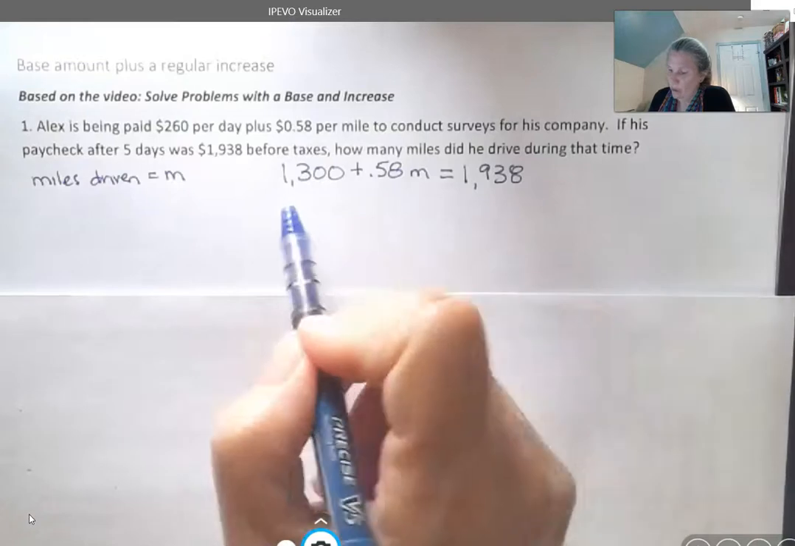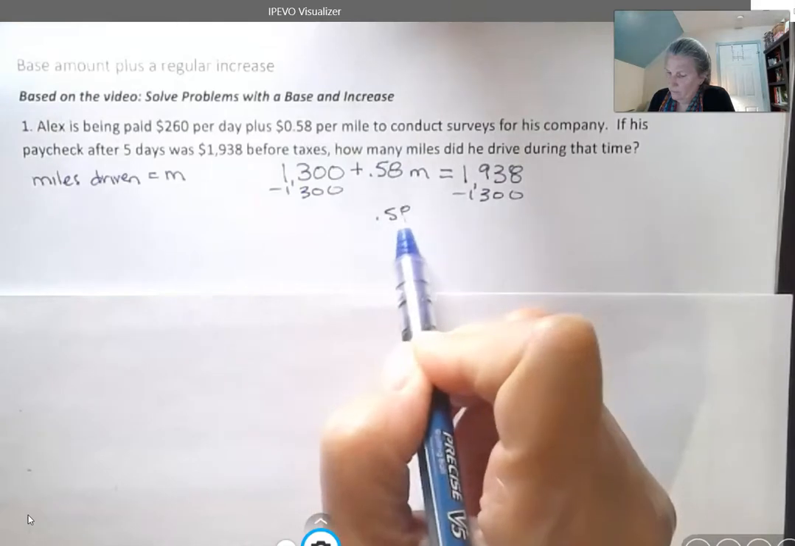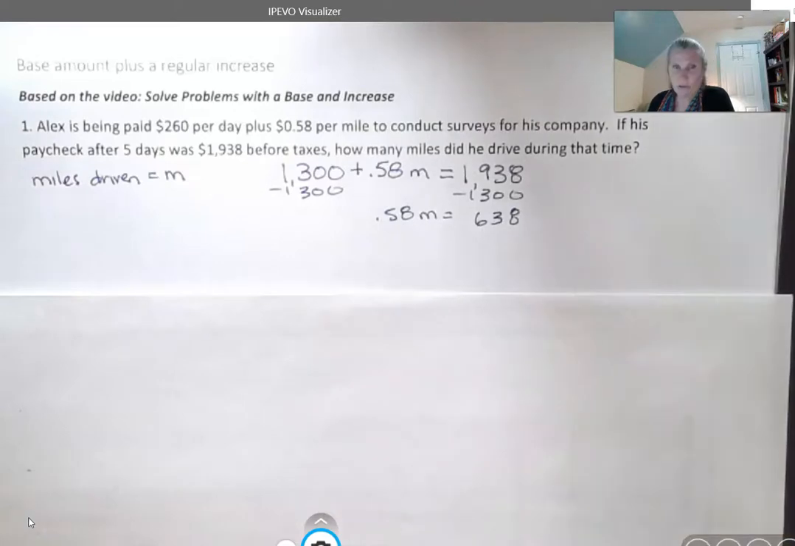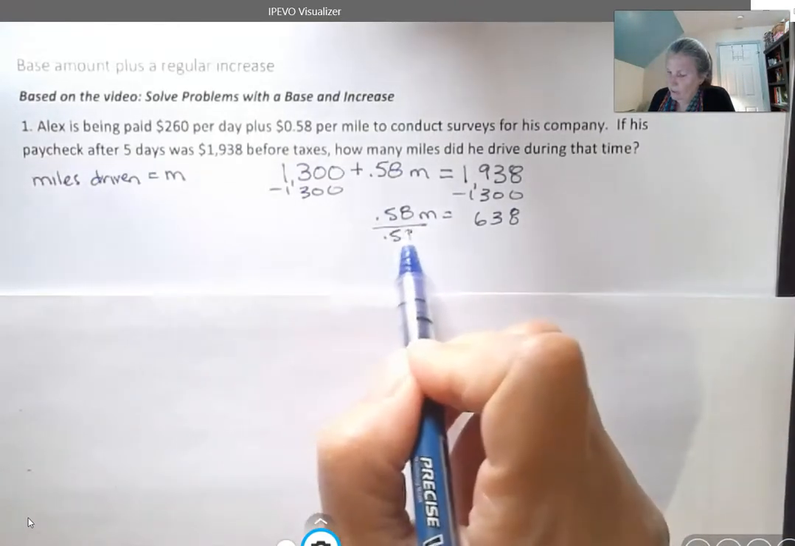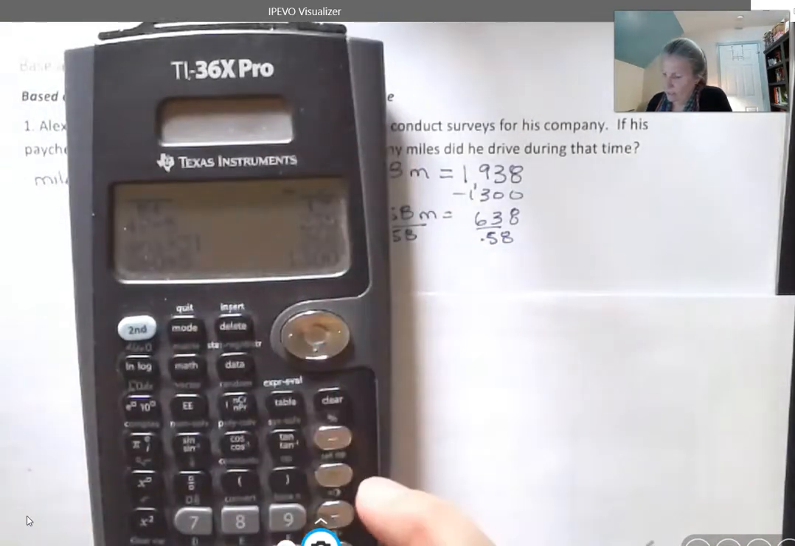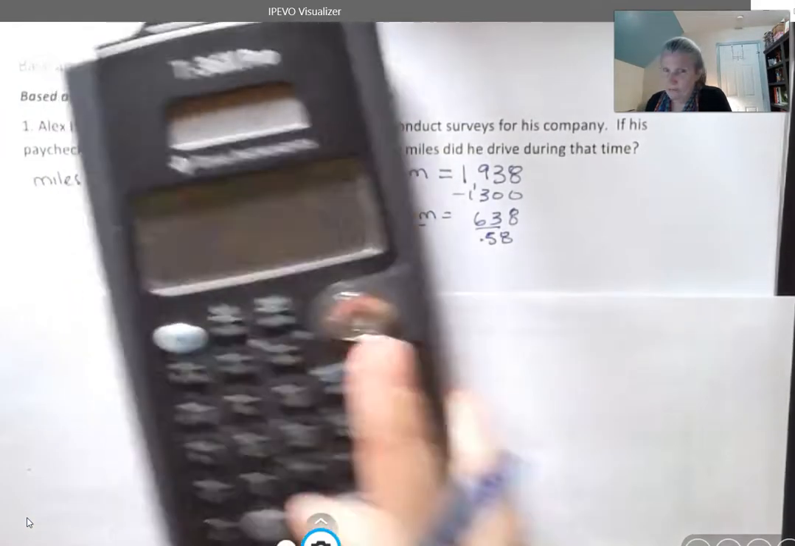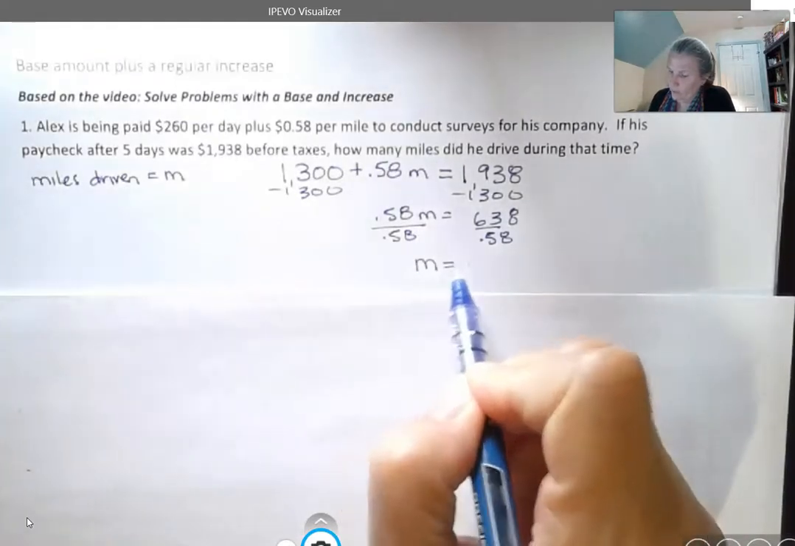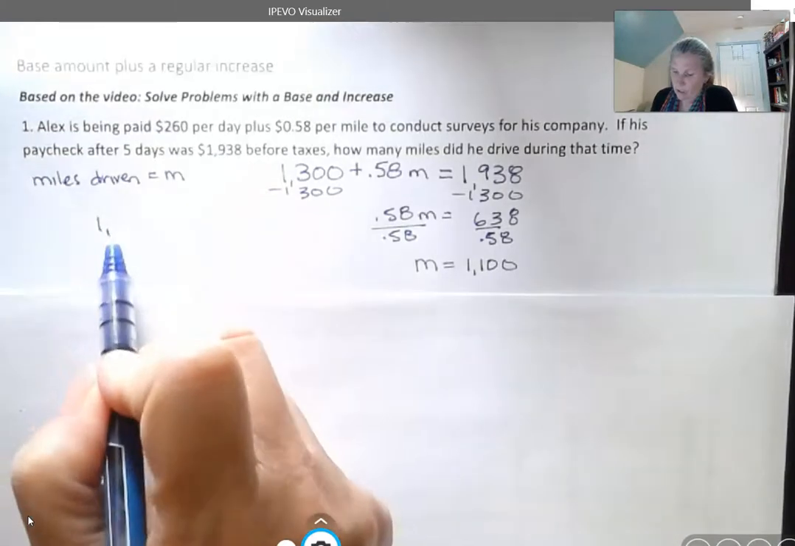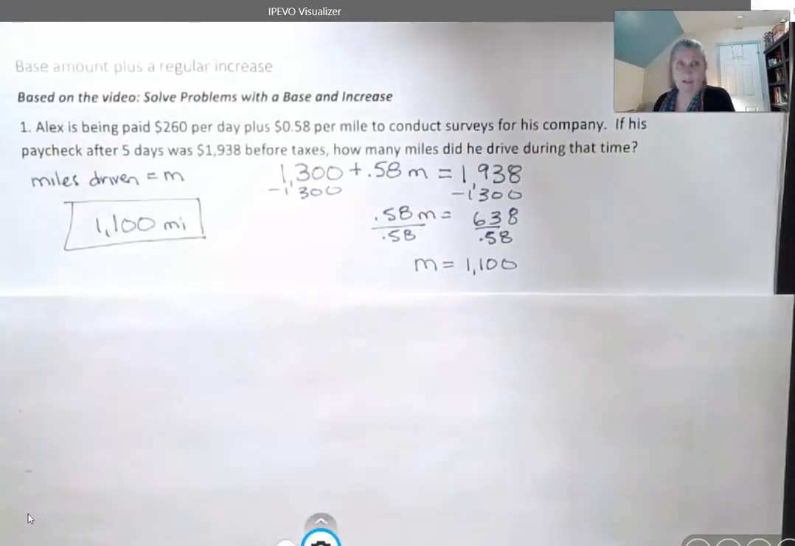So there's my equation. This is my base amount, and then this is the incremental increase that we were talking about for these problems. So the next thing I would do is just subtract 1,300 from both sides, and that's going to give me 638, and then I would divide both sides by 58 cents because that's going to get me the M by itself. So 638 divided by 0.58 is 1,100. What is 1,100? 1,100 is the number of miles that he drove during that time. He drove 1,100 miles in those 5 days of surveys.